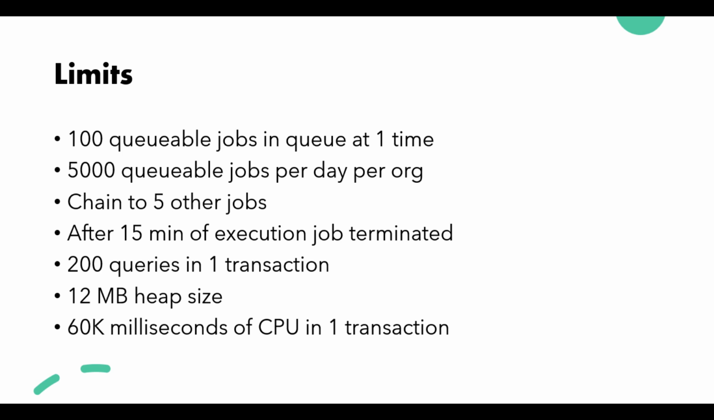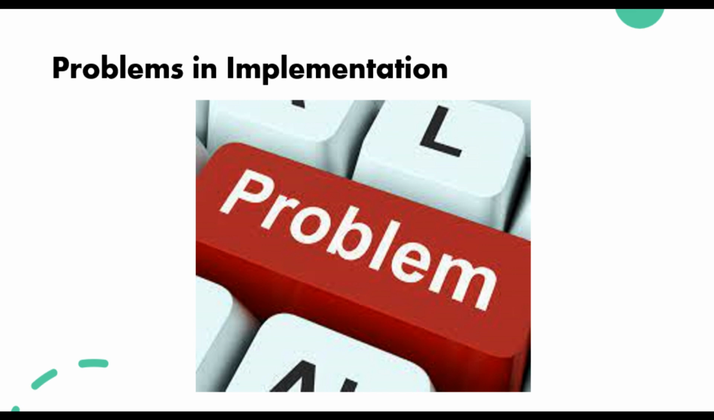There are 100 queueable jobs that can be added to a queue at a time. There are 5,000 queueable jobs per day per organization. A single job can chain to 5 other jobs. After 15 minutes of execution time, the job will be terminated and throw an error. In one transaction, 200 queries may be executed. The job may have a 12 megabyte heap size, and finally, 60,000 milliseconds of total CPU execution time may be done per transaction.